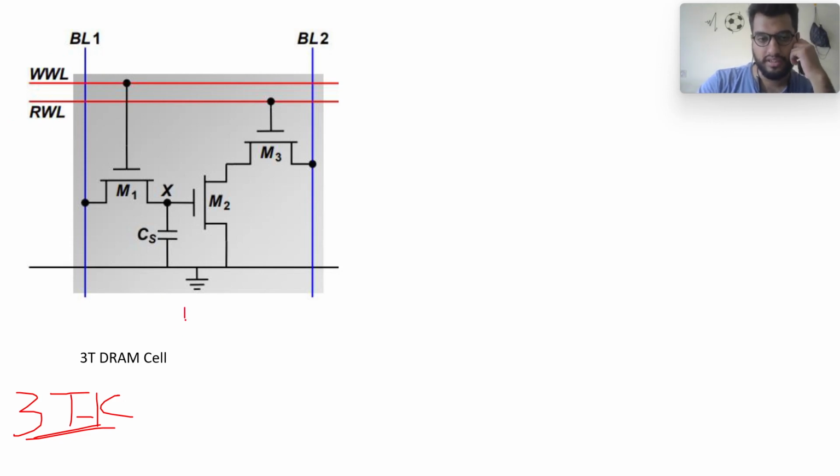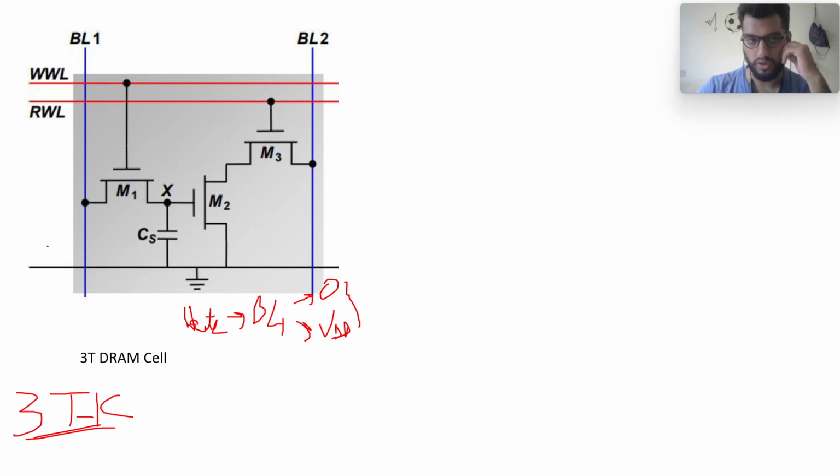Now let's discuss the write operation. Whatever value you want to store, we'll put it on bit line 1. We will precharge bit line 1 to either 0 or VDD based on the logic we want to store. Now, as we put the value on bit line 1, we will assert the write word line high, that is WWL.